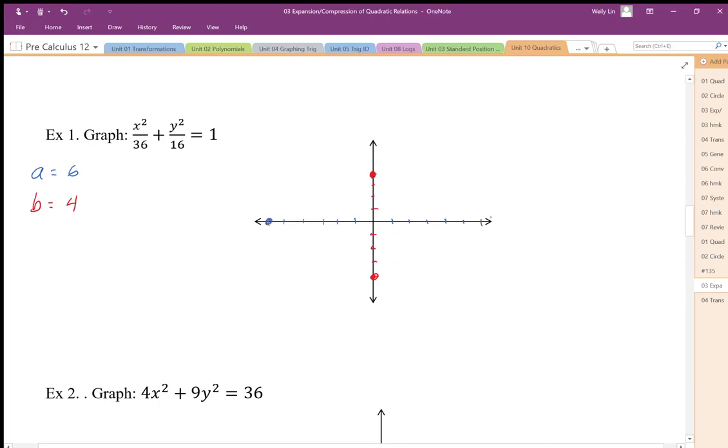There are my vertices. Maybe I should list those points. That's going to be 0, 3, 0, negative 3. Oh, sorry, that's not going to be 3, it's going to be 4, isn't it? 0, 4 and 0, negative 4. This is going to be 6, 0, and this is going to be negative 6, 0. And I have my nice ellipse that's going to be drawn through those vertices.